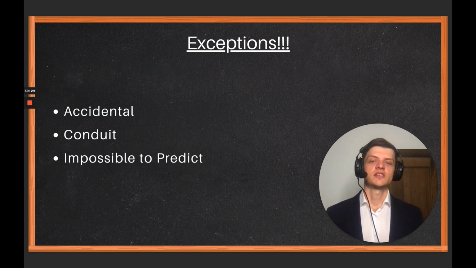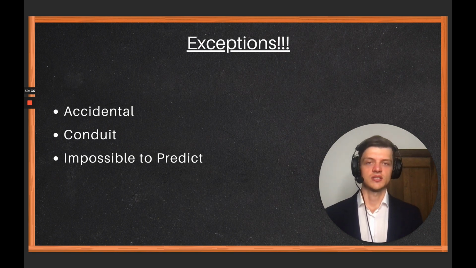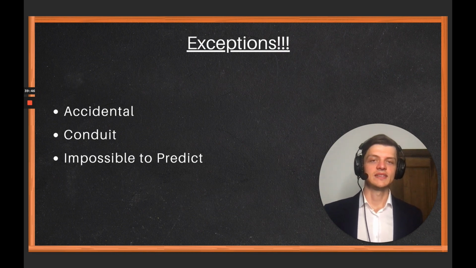So what are the exceptions? When should you not be signing a business associate agreement? Firstly, when the disclosure is accidental. So you cannot predict when the disclosure happens. And if the disclosure is accidental, there is no need to sign a BAA, because that person or entity will not be considered a business associate.